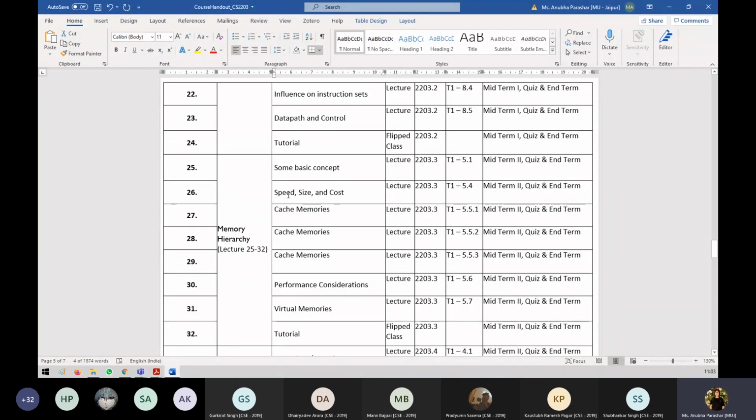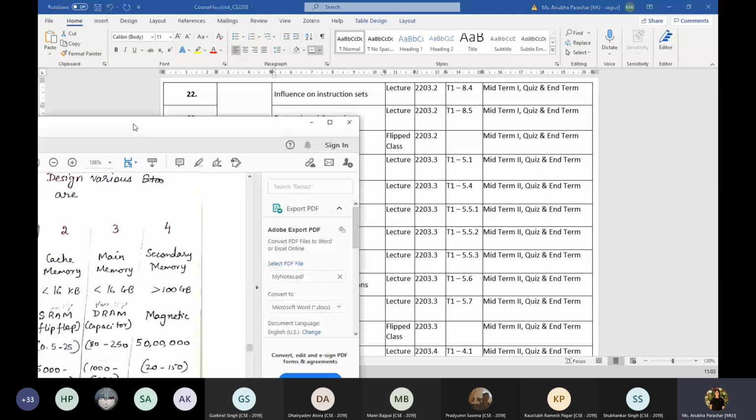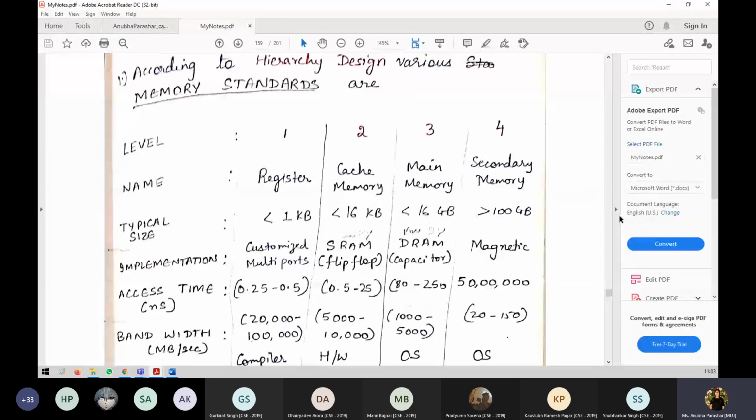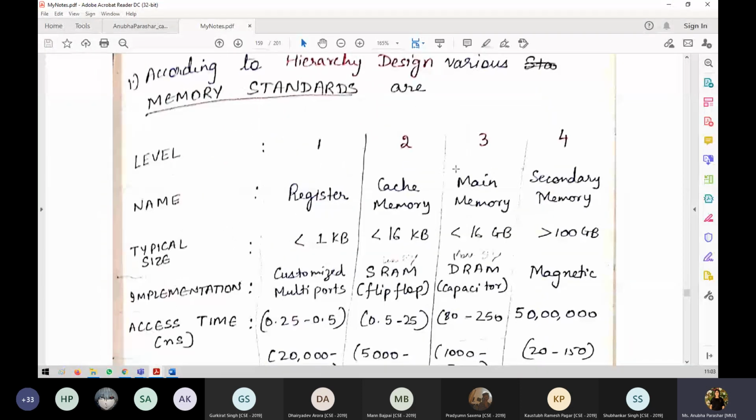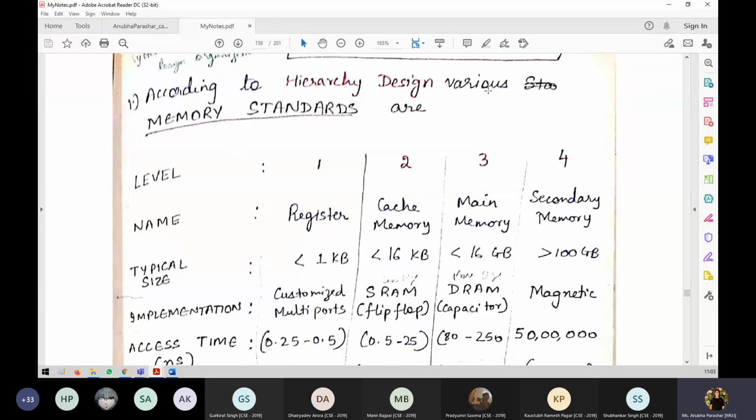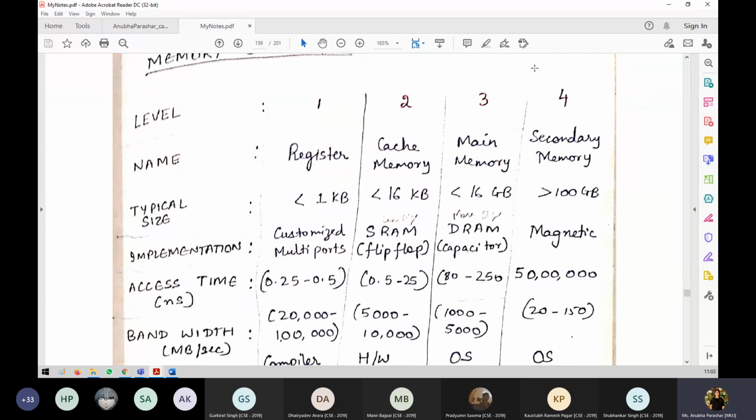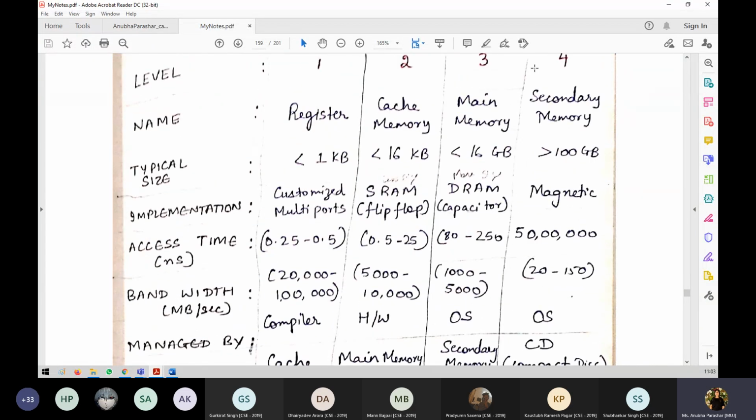So we have some basic concepts, cache memories, right? Whatever I'll be discussing here will be useful here as well. And cache memory does come in the GATE exam, so you may want to learn it, right? Now, about memory organization. Just giving you a brief about how the memories are.